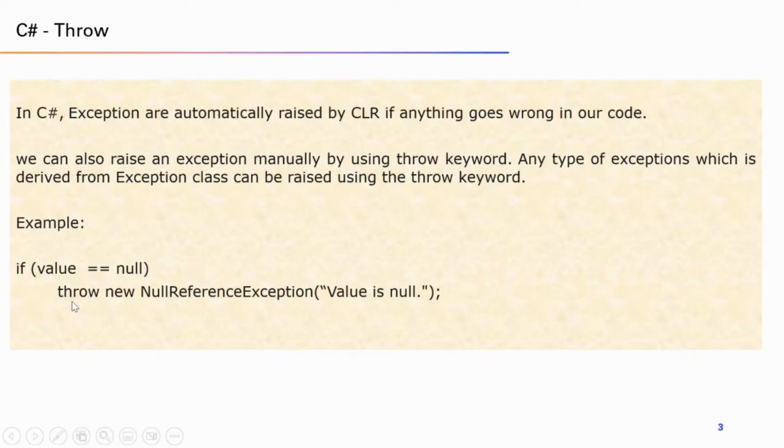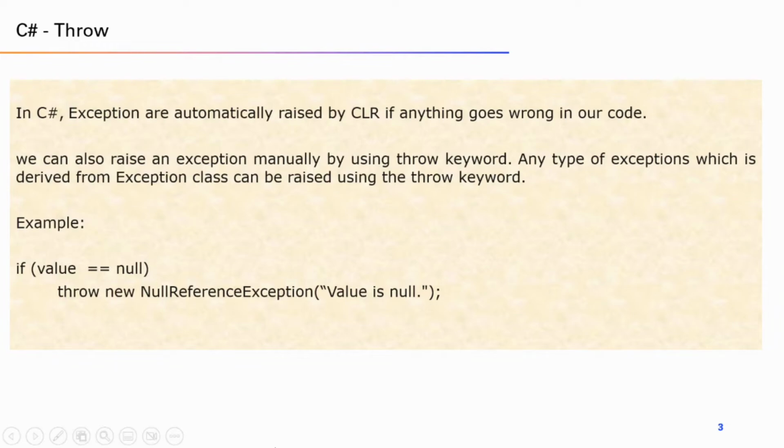And also, throw creates an object of any valid exception type using the new keyword. That is, here it will create an object for the NullReferenceException class and call the parameterized constructor of that class and pass the error message which we are passing here, that is, value is null message, and that message will show to the user or developer when the exception is raised.